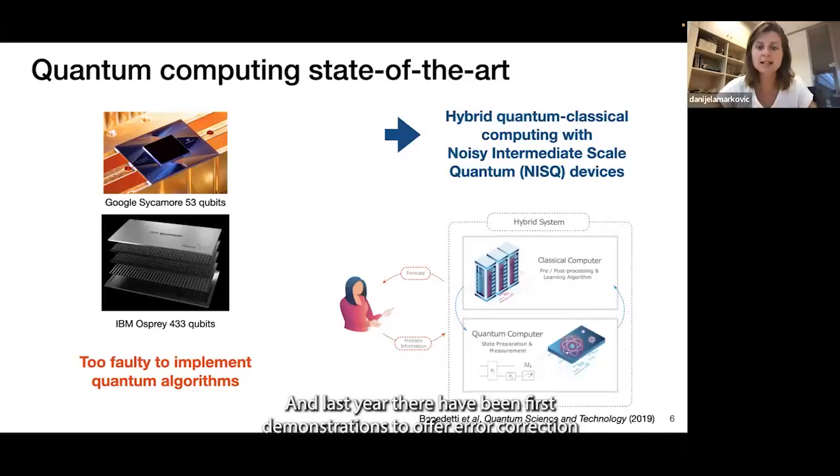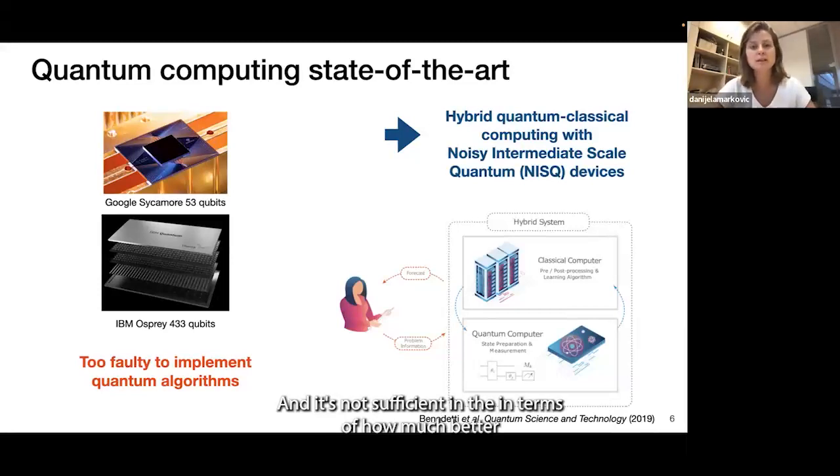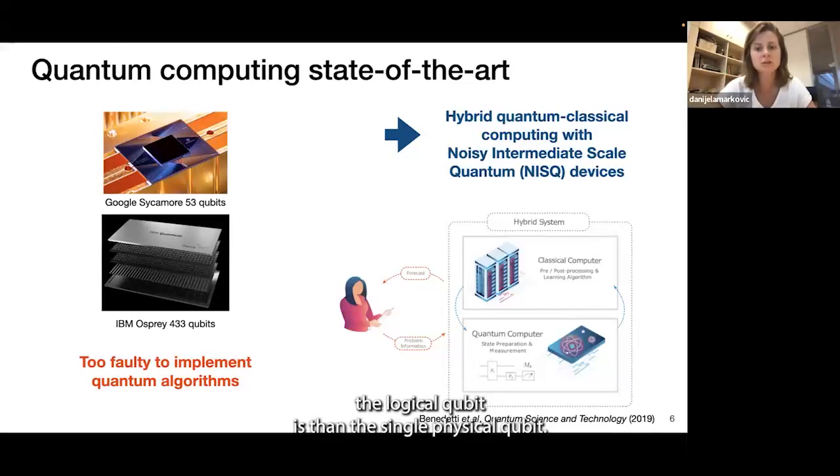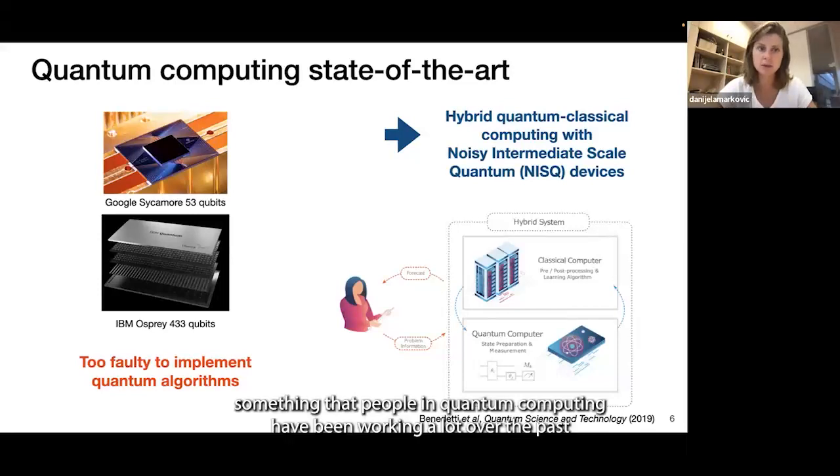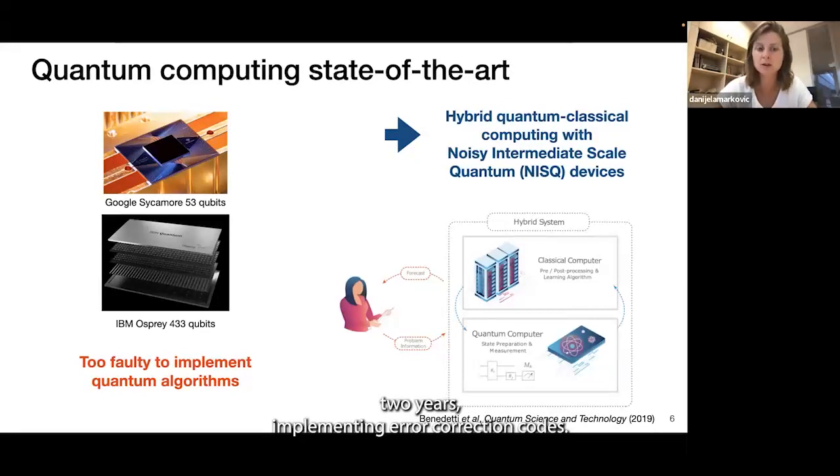Last year there have been first demonstrations of error correction, where a single logical qubit was encoded in 25 physical qubits. So it's been shown that it works, but it's not as impressive as we would want it to be, and it's not sufficient in terms of how much better the logical qubit is than a single physical qubit. But this is something that people in quantum computing have been working a lot on over the past 2 years, implementing error correction codes.